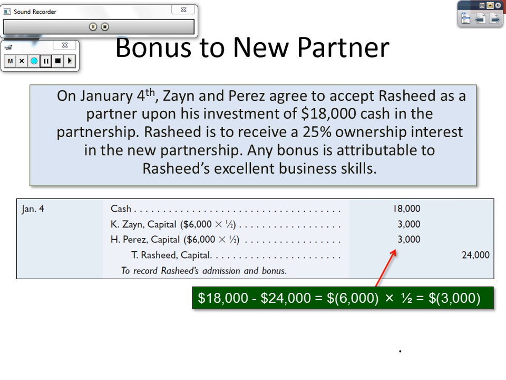Look at this journal entry. Now, instead of him giving them 6,000, what are they having to give him? 3,000 each. So in total, he got 6,000 for just joining. He invested only 18,000. He still got a 25% stake in the company, and he also received 6,000 in his capital account from both of them. A total of 24,000. So now, remember their existing capital balance was 78,000. That's obviously going to be decreased by how much? 6,000. Good.